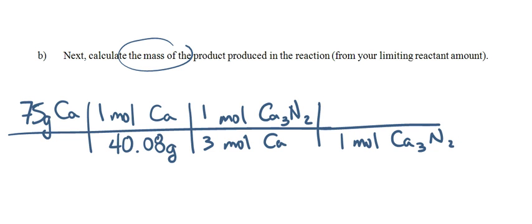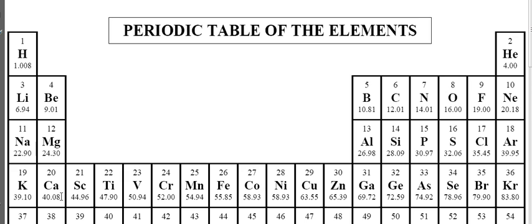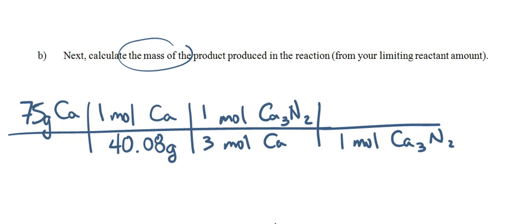So from the periodic table, again, calcium's 40.08, nitrogen's 14.01. So we have 3 calciums, so let's do 3 times 40.08 plus 2 times 14.01, and that gives me a molar mass of 148.26 grams. Okay, so this will tell me how much of the calcium nitride's produced.